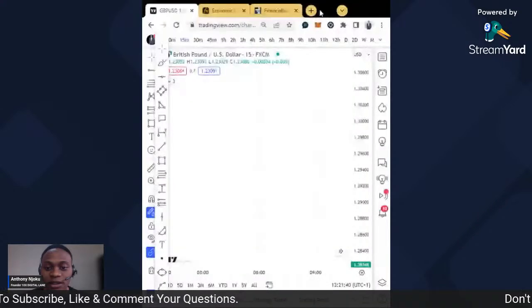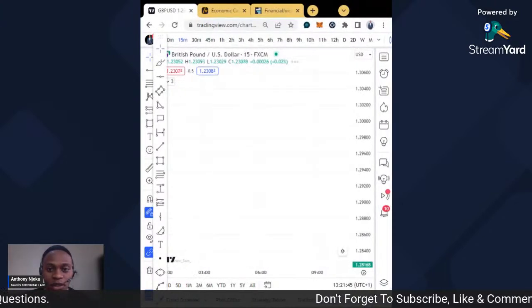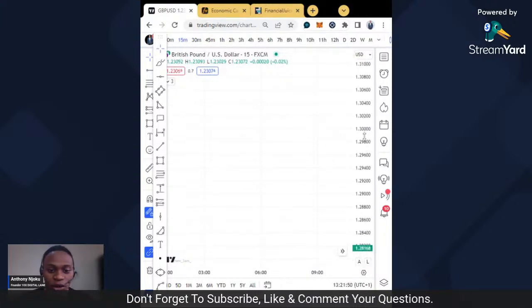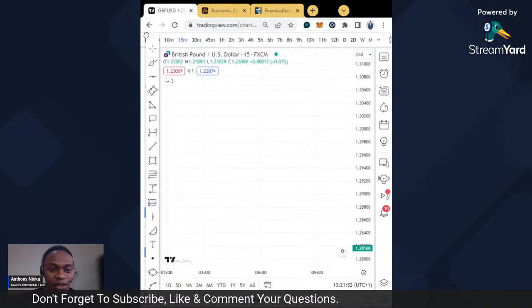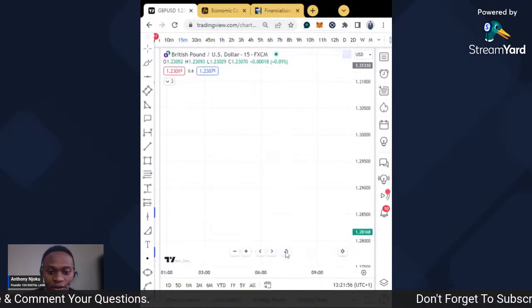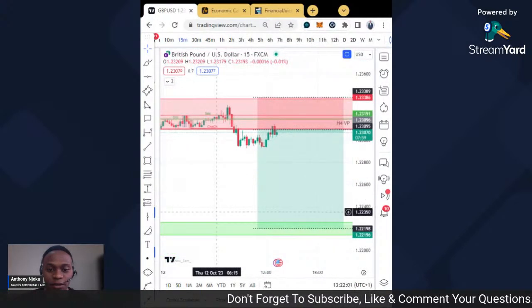So for right now, you should be able to see my screen. This is GBP USD. We're currently viewing GBP USD, and the chart is loading. Let's give some time to load. So this is GBP USD, and I'll start from the higher time frame.